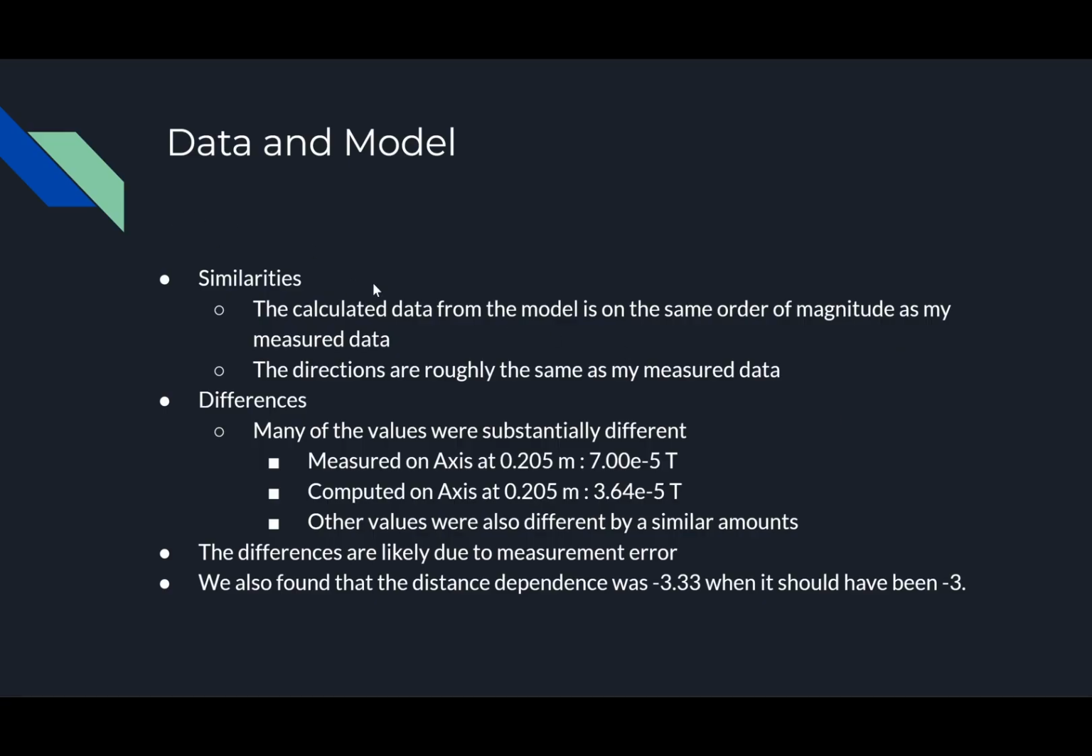The similarities between the data and our model are that the calculated data from the model is on the same order of magnitude and the directions are roughly the same. The difference is that our magnitudes are quite a bit different. We're off by about a factor of 2, which is kind of a lot. It's most likely due to measurement error, because we found the distance dependence was negative 3.33, but it should be negative 3, which is indicative that there's some measurement error in the background.